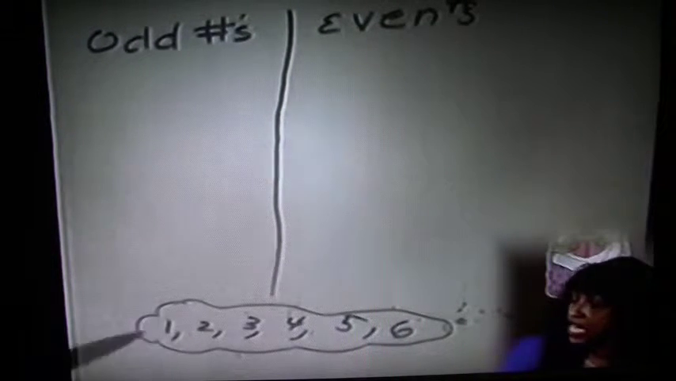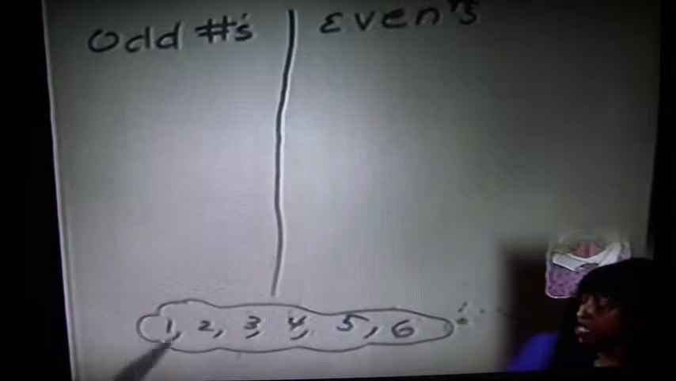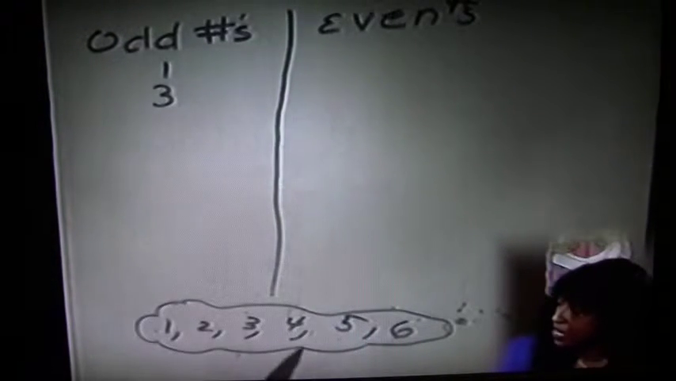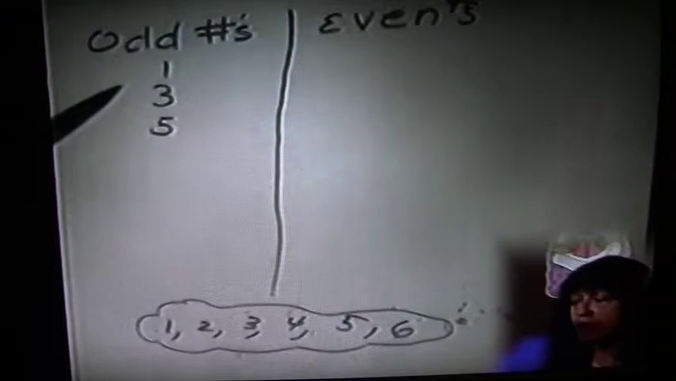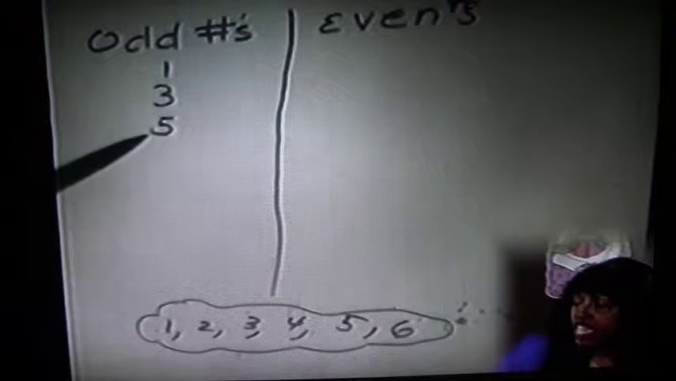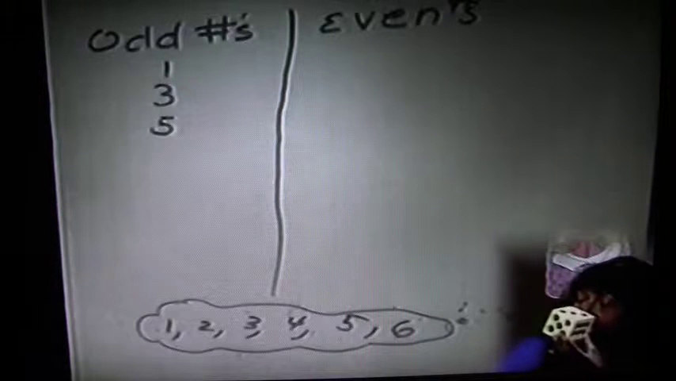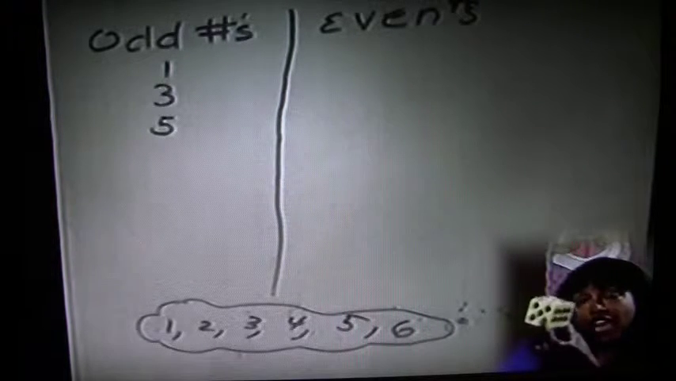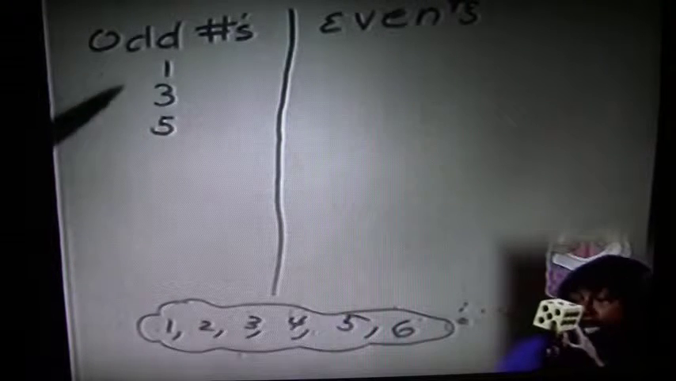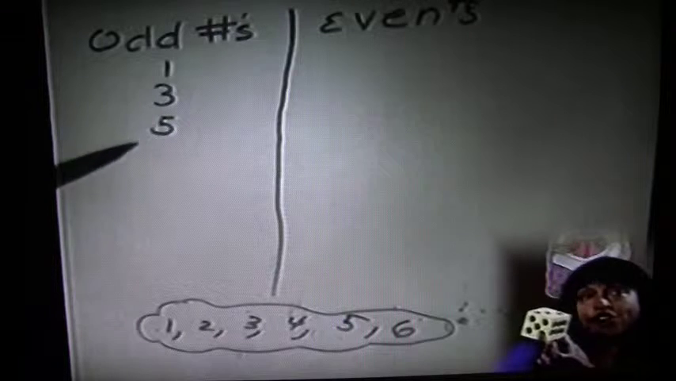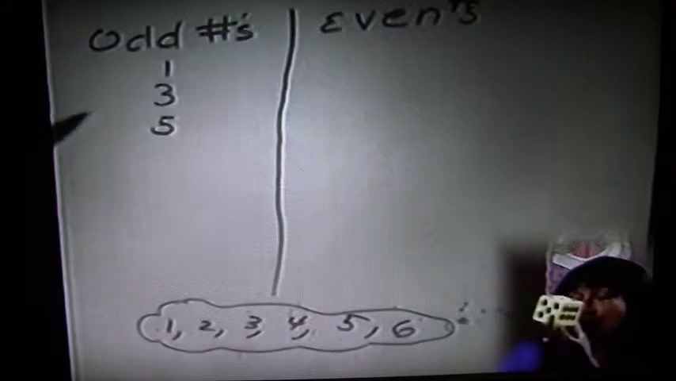So, how many odd numbers do we have here? We have 1. We have the number 3. We have the number 5. We have 3 odd numbers. They are 1, 3, and 5. So if we toss this cube one time, the probability of getting odd numbers would be 3 different numbers. We may have a 1, a 3, or a 5, if we toss this cube one time.